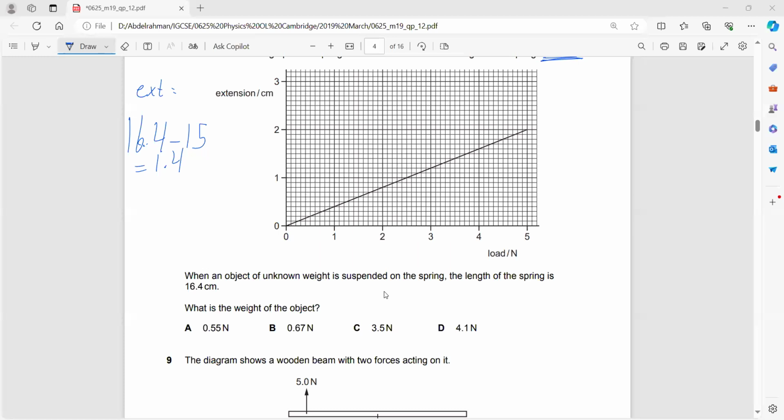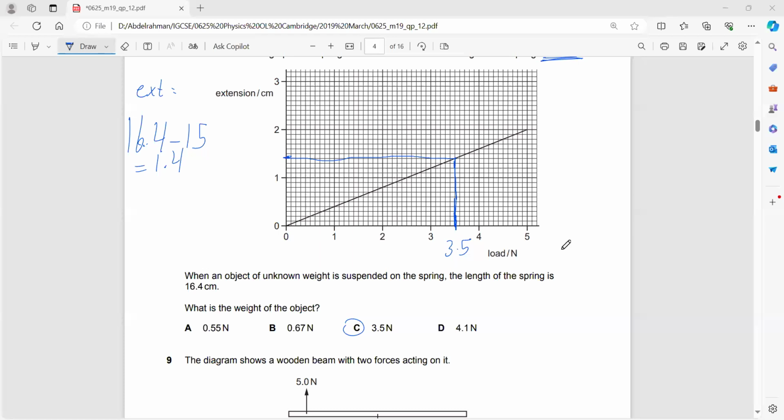From the graph, you need to draw a horizontal line from 1.4 all the way until it reaches this point. And then you can draw a vertical line, which would give 3.5 newtons. Yes, 3.5 newtons.